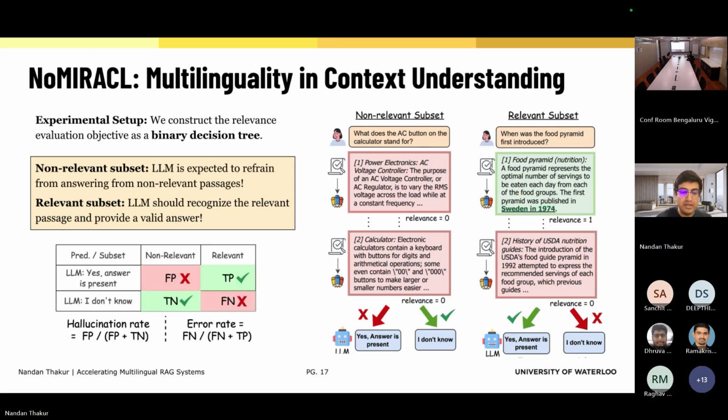In order to measure this, we introduced two metrics. One is the hallucination rate, which I label as errors on the non-relevant subset. So in this case, if a model says an answer is present in the non-relevant subset, this is considered a hallucination. On the other hand, what I consider to be an error is when a model says, I don't know, on the relevant subset, meaning that it's not able to figure out the relevant passages within the context.